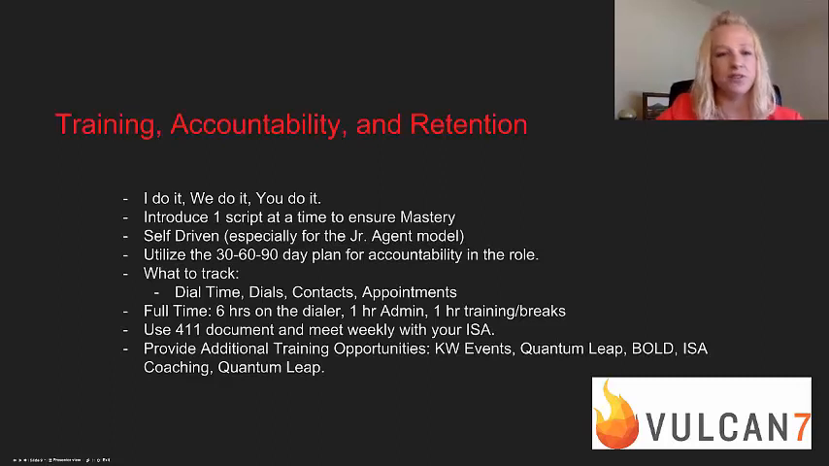So I was exposed to KW events. Tim took me to Family Reunion my first year as an ISA on the team, which is fantastic. I'm seeing more and more ISAs and admins go to these Keller Williams events. I think that's a fantastic opportunity, and one that shows an investment in your team. Quantum Leap, especially if you're hiring younger people in their 20s, can be amazing for them. Bold is obviously one that I would put ISAs and agents through. And then, of course, we have ISA coaching, which is the program that we run.